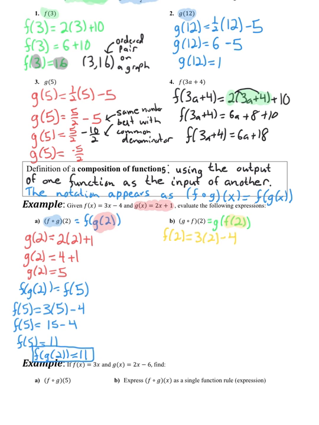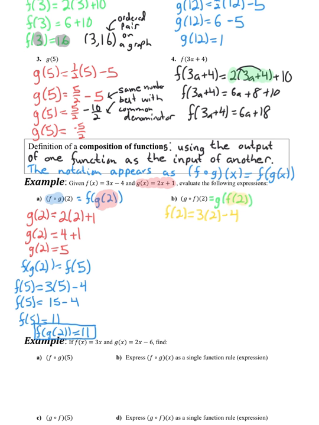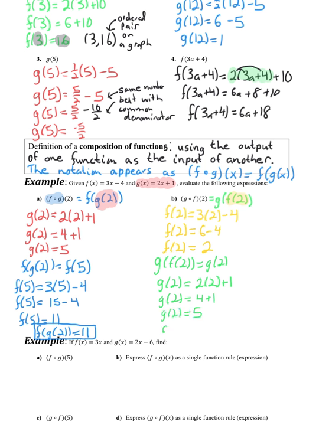All right, now for part B, let's go ahead and solve this one. f of 2, because 3 times 2 is 6 minus 4. So f of 2 equals 2. So that means when we get to g, we're saying g of f of 2, the output of f of 2 is actually 2. So that's the same as g of 2. And we know g of 2, we actually already did that one on the previous problem. That should be a 5. And it is. So g of f of 2 is 5.